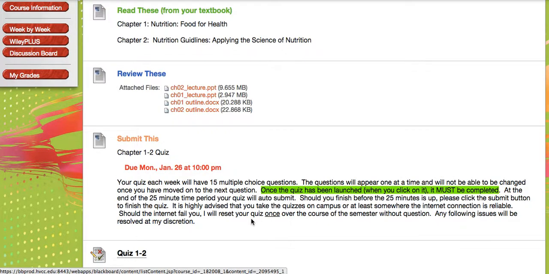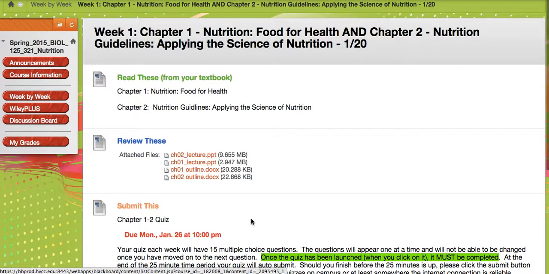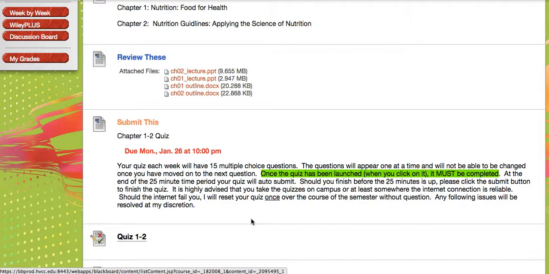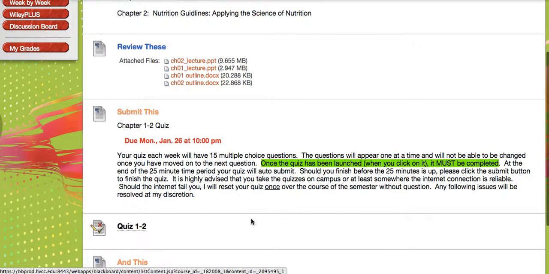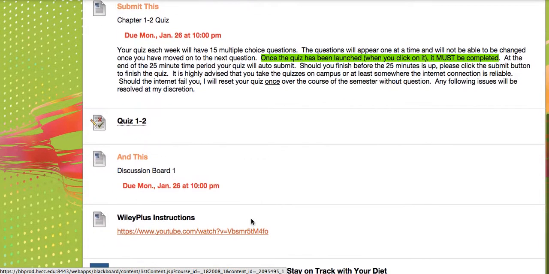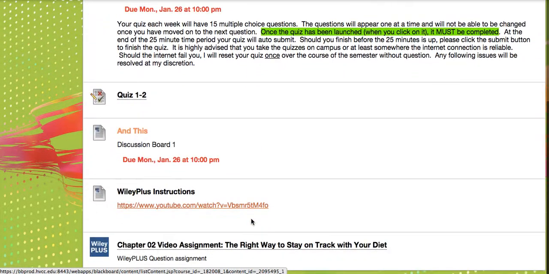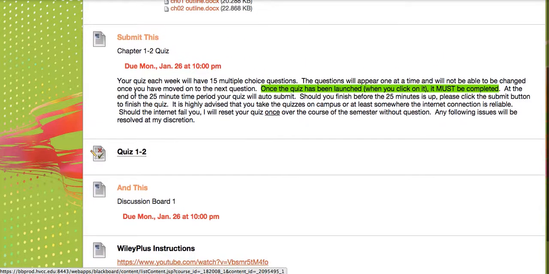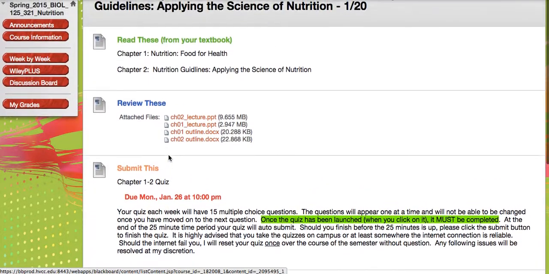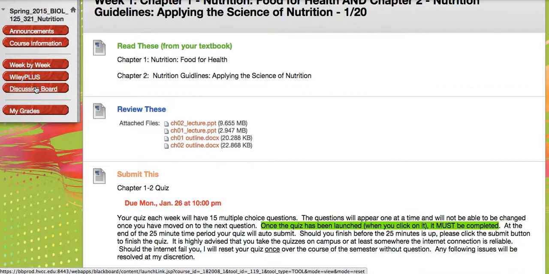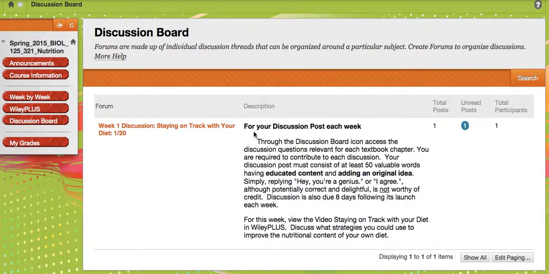Your exams, there are two of them. They're also online. They'll be given in the same way. Then your final is actually on campus. If you do not live anywhere near campus, accommodations can be made. Okay. Oh, here's your quiz. And then there's discussion board. Your discussion board is here. You have to go into a different spot.